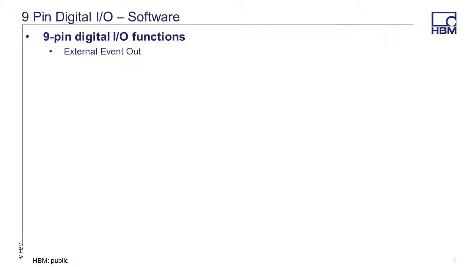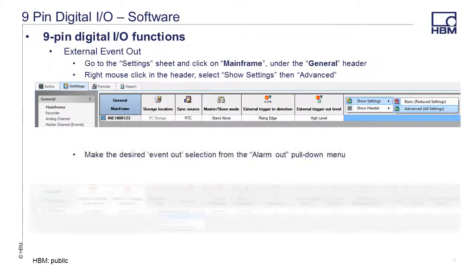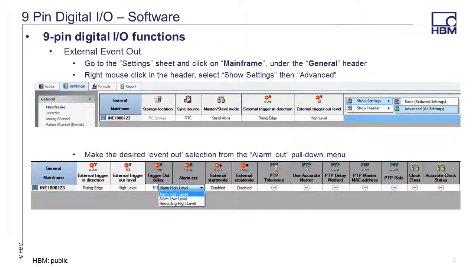Now for the external event out function. Go to the settings sheet and click on Mainframe under the General header. Then right mouse click in the header and select Show Settings, then Advanced. Then make the desired event out selection from the Alarm Out pull-down menu.